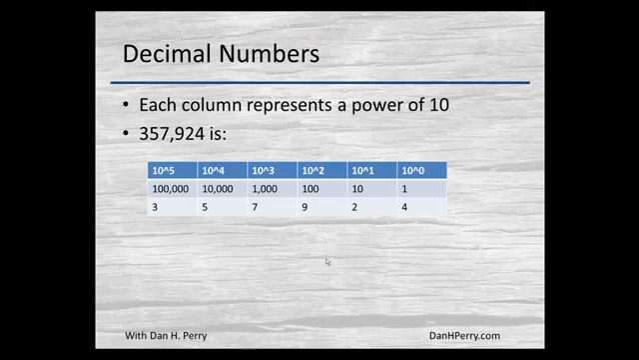But, for example, this number, 357,924, it is 3 100,000s, that's 10 raised to the 5th power, plus 5 10,000s, that's 10 to the 4th, plus 7 thousands, 9 100s, 2 10s, and 4 1s.